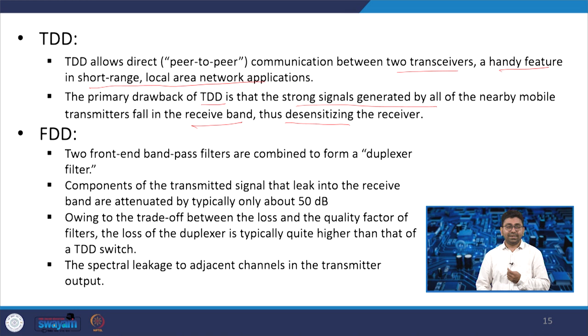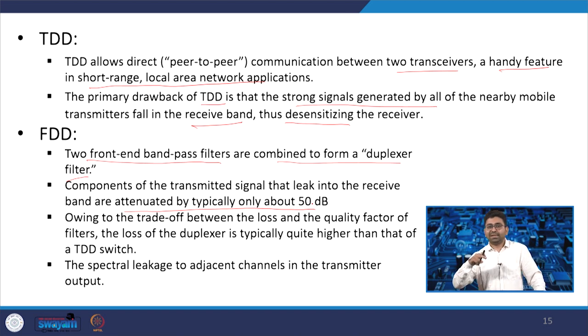For FDD, frequency division duplexing, you need two front-end band pass filters, which are combined to form a duplexer filter. Components of the transmitted signal that leak into the receiver band are typically attenuated by only about 50 dB. So, there is a possibility that self-channel interference will happen, and that is generally only 50 dB attenuated. If you are transmitting power of around 30 dBm, then it has, let us say, 50 dB attenuation.